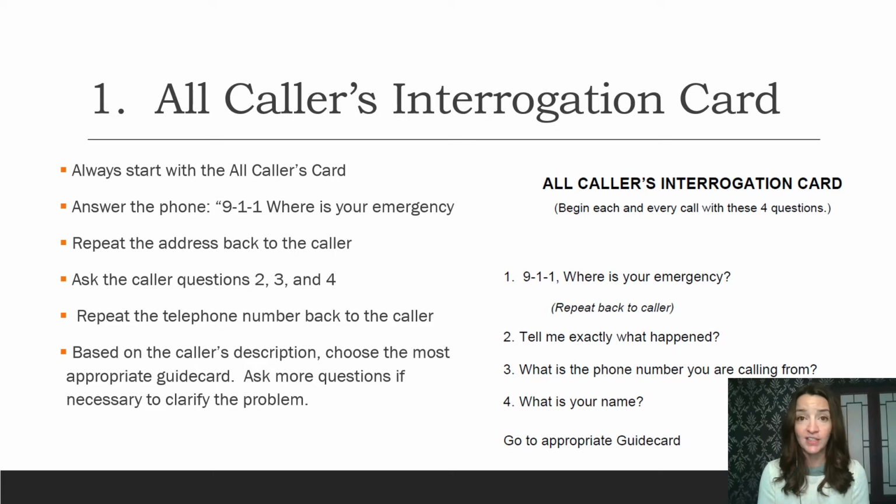Again, we need to pull them back a little bit and get a few more details before we can accurately find the most appropriate guide card to go to. So we're going to say, how did that happen? And she's going to tell me that he fell from the roof and his arm's bleeding. Okay, so I'm going to go to the appropriate guide card.